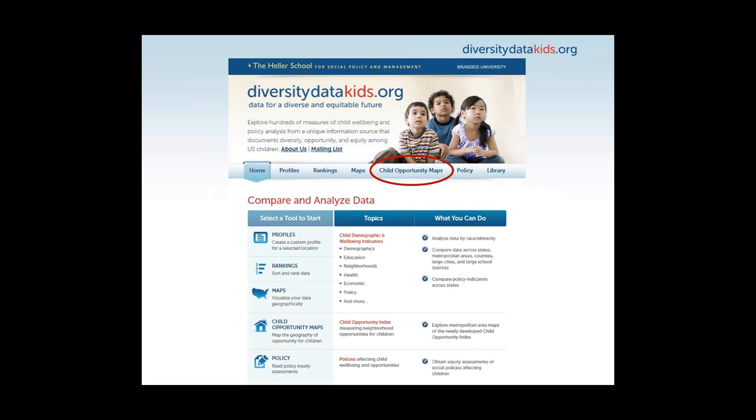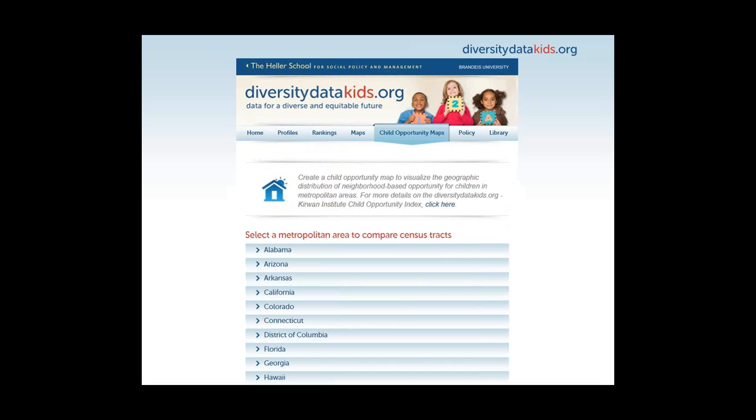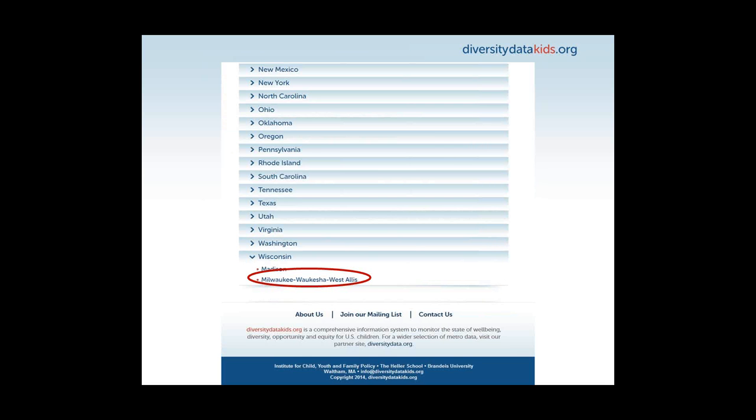Okay, so the best way to explain this is to show you the Child Opportunity Index and how it works. The Child Opportunity Index lives on our website, diversitydatakids.org. When you visit diversitydatakids.org, you can easily access these maps and other resources. We have many other indicators for children by race and ethnicity that we would like you to explore, but today we are focusing on the Child Opportunity Index. You can get child opportunity maps for any of the 100 largest metro areas. Metros are listed under the state they belong to. Okay, let's look at the Milwaukee metropolitan area.